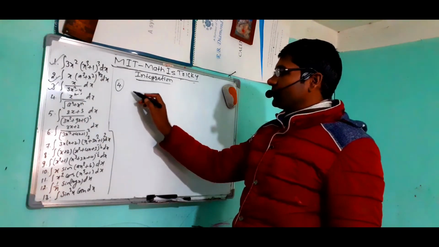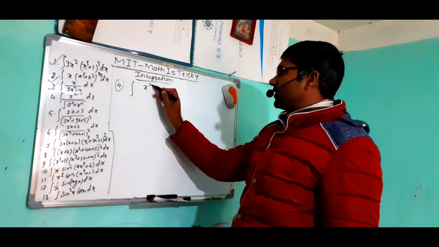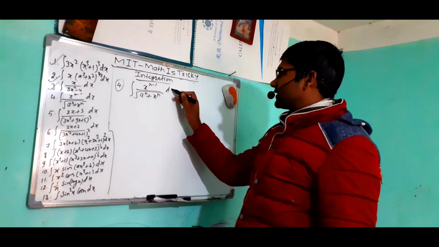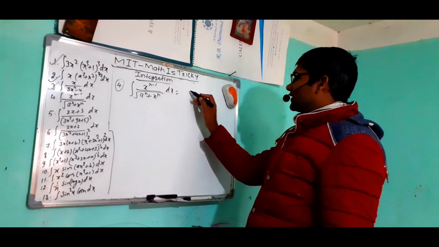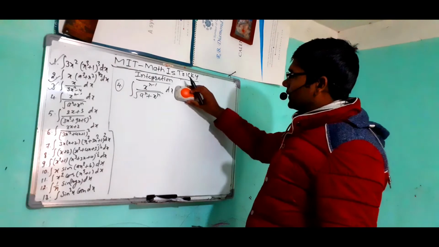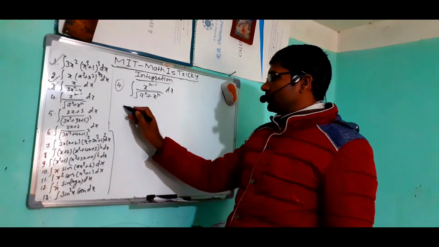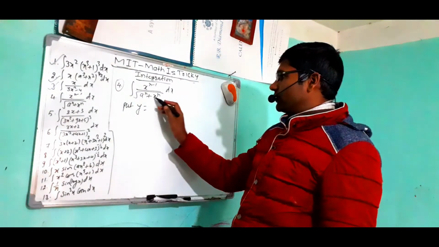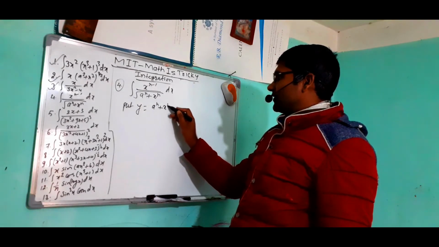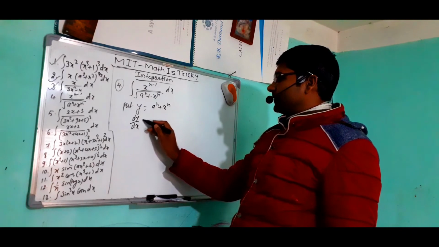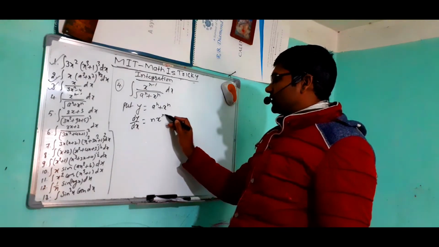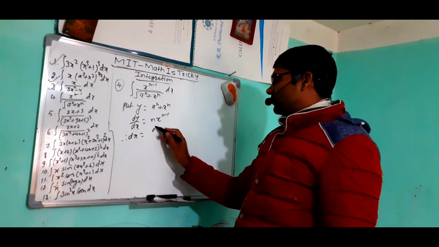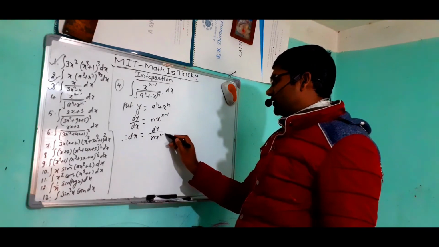Number 4, question number 4. The question is here, the integration of x to the power n minus 1 by square root of (a to the power n plus x power n) dx. So let's substitute. In this case also we'll be putting y equals whatever is inside the root. So it is here a power n plus x power n. dy by dx will be how much? dy by dx will be n times x to the power n minus 1. Therefore dx is dy by n x to the power n minus 1.